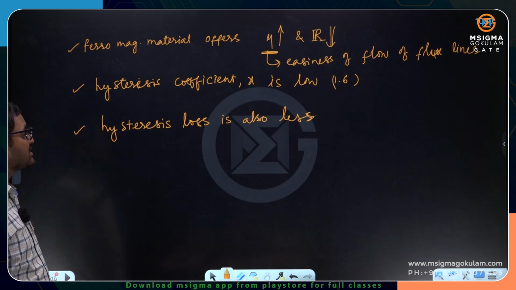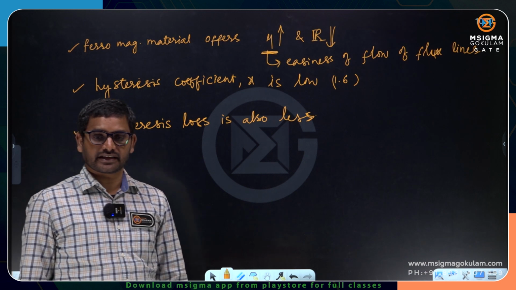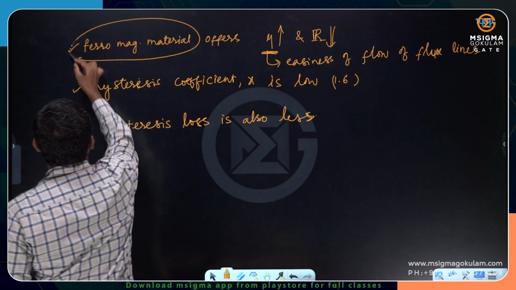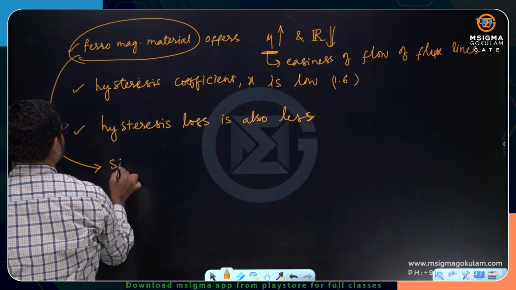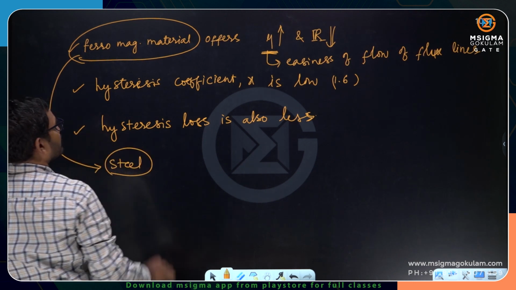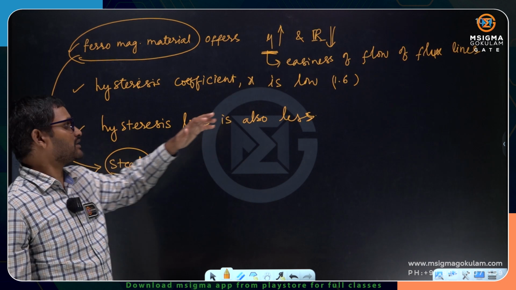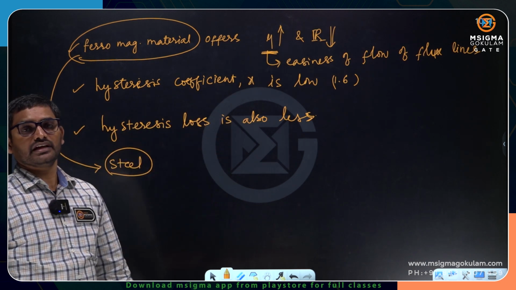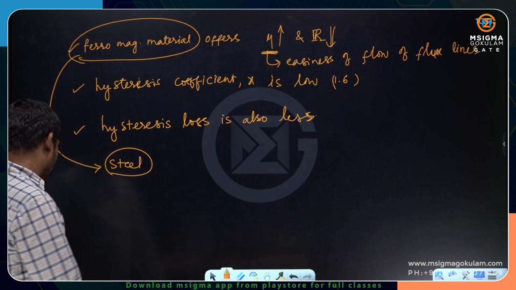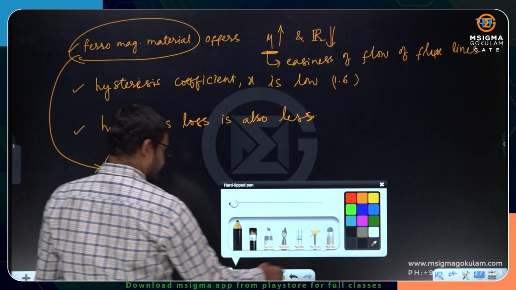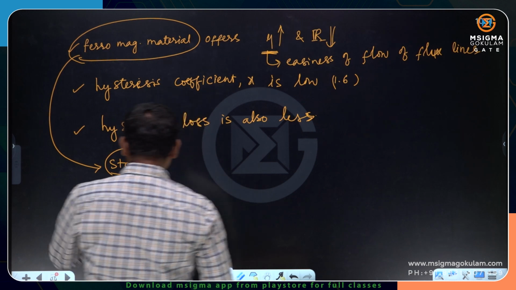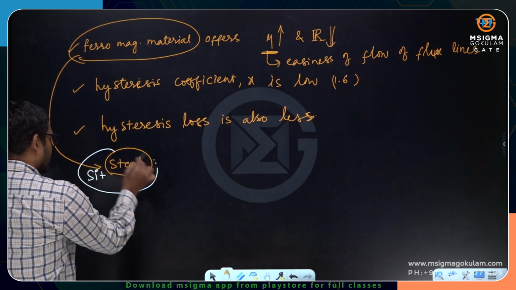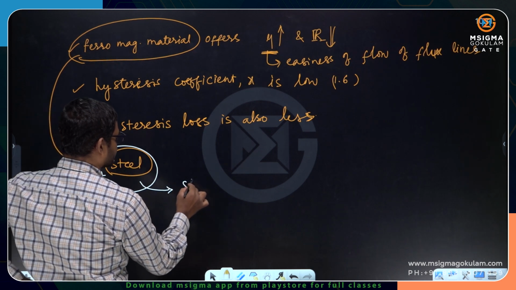That is the reason why we choose ferromagnetic material, or otherwise steel. Ferromagnetic material, what is that? Steel. Steel offers high permeability, low reluctance, and its hysteresis coefficient is 1.6, so hysteresis loss is also less. By the way, along with the steel, we add some silicon content. Then it becomes silicon steel.